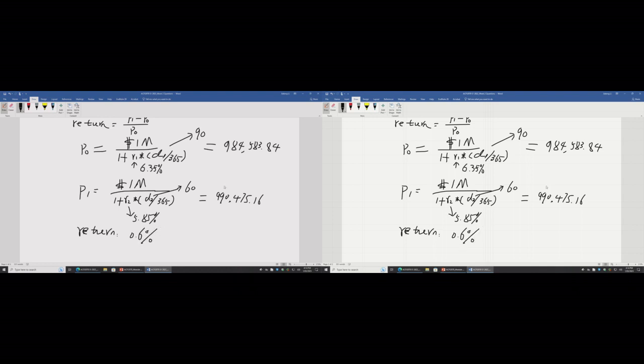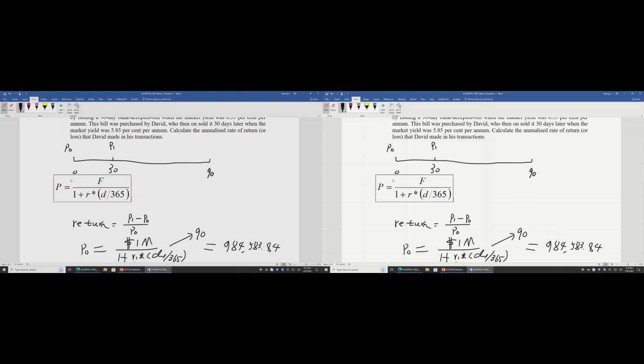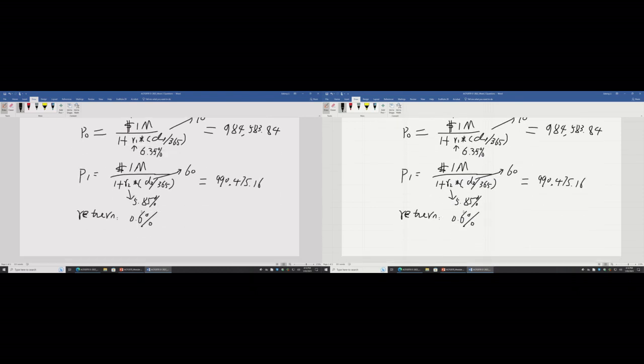Okay, that's the return. How do we interpret this number, 0.6%? This is not an annual return. This is just the return for David's investment. And remember, David only held this investment for 30 days. So what it means is that this 0.6% is the 30 days return. It's not an annual return.